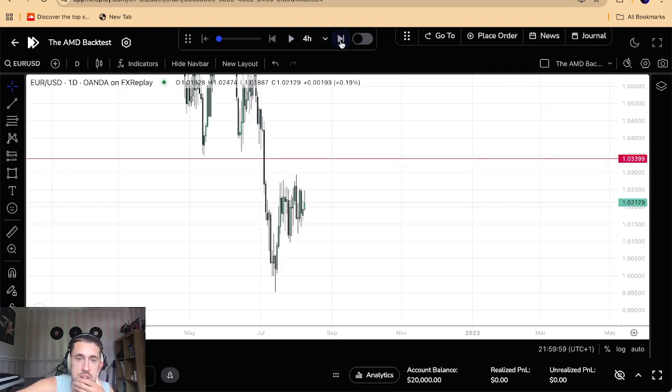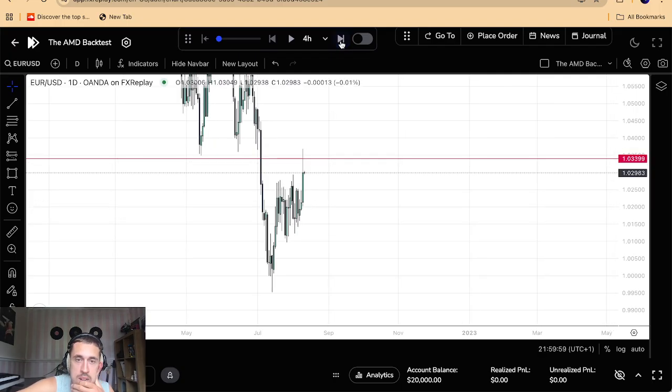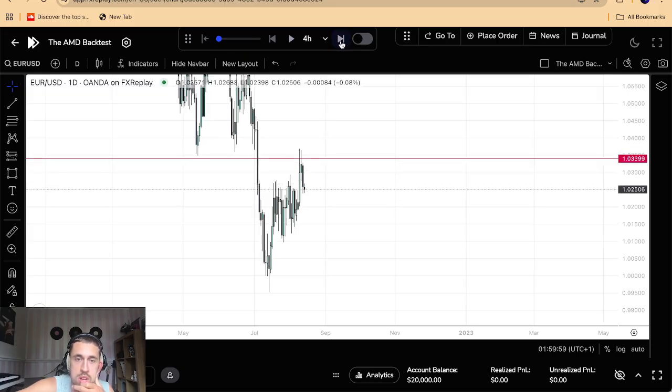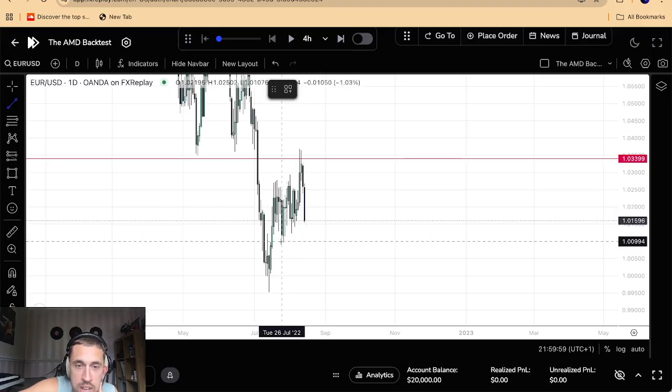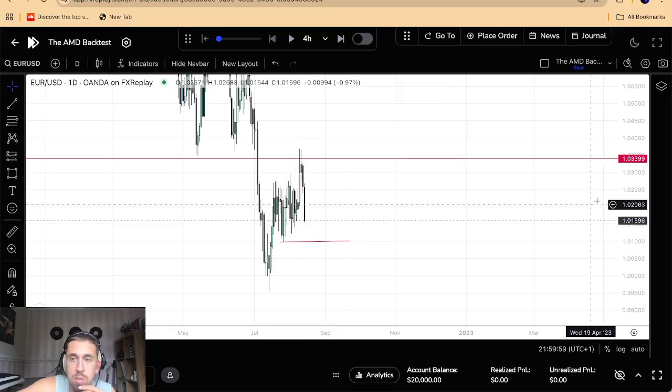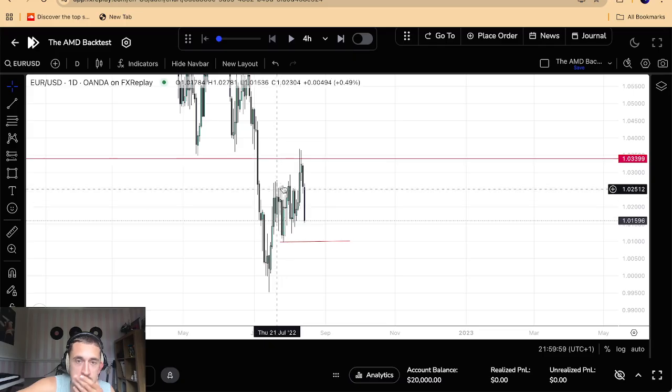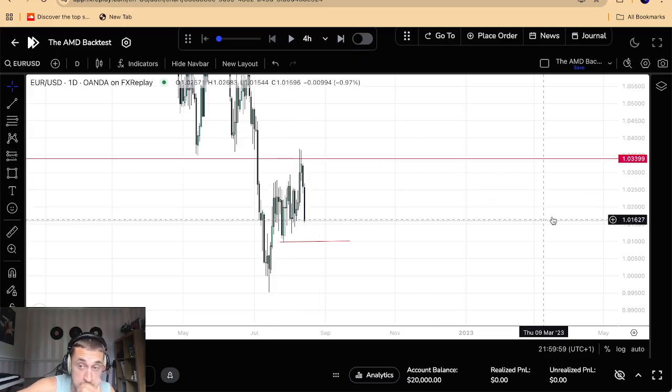It's chopping around a lot, to be honest. This is accumulating. Let's see, looking like we might get it. No, we're going to come and take this low first. So again, we've got an accumulation here. We've manipulated past it.